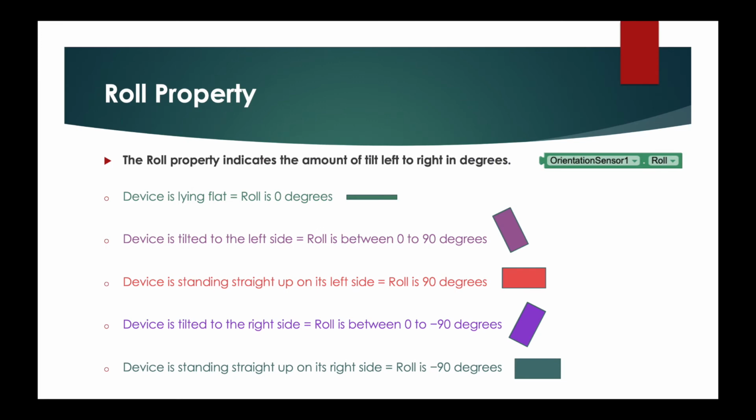The roll property indicates the amount of tilt left to right in degrees. If the device is lying flat, the roll is 0 degrees. When the device is tilted to the left side, the roll will be between 0 to 90 degrees, and if it's standing straight up on its left side, the roll is 90 degrees. On the other hand, if the device is tilted to the right side, the roll will be between 0 to negative 90 degrees, and if it's standing straight up on its right side, the roll is negative 90 degrees.